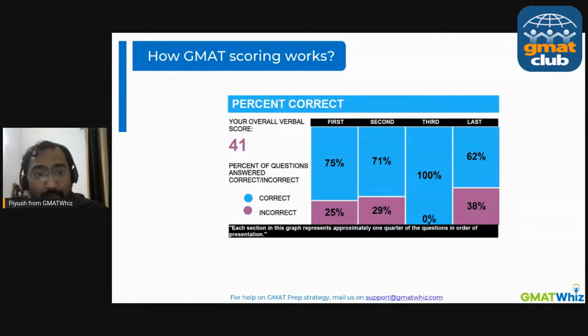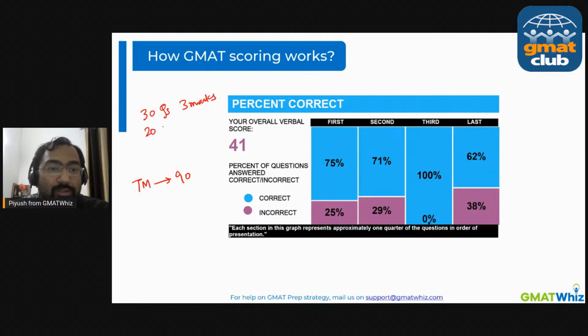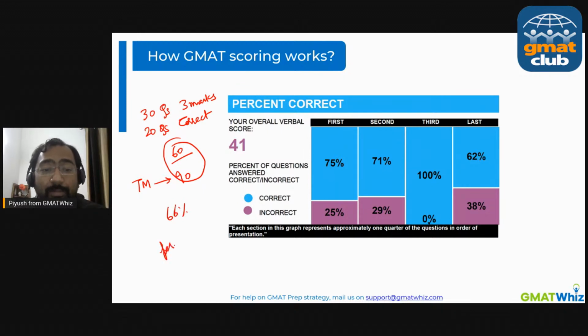So generally, when you look at traditional tests, the funda is very simple. You have 30 questions in the test. Let's say 3 marks are assigned to each of these questions. You have total marks as 90, and let's say you attempt 20 questions and get all those correct, your score is 60 out of 90. So you know that you have scored 66%. Right? And then in some cases, you might be assigned a percentile. That's how most of the tests work.